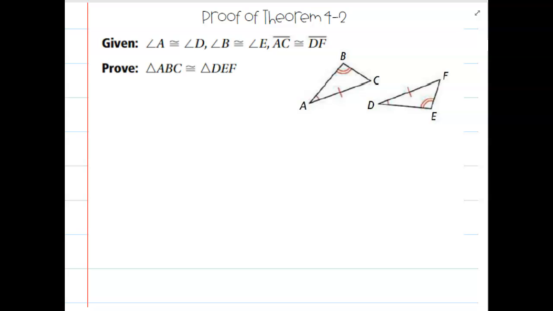So think back to what we talked about. I think it was on Friday. Is there a way I would know that angle C and angle F are congruent, because what I need is to show that they're congruent. Do you know that?